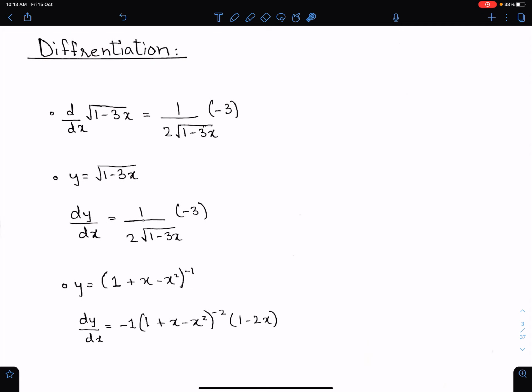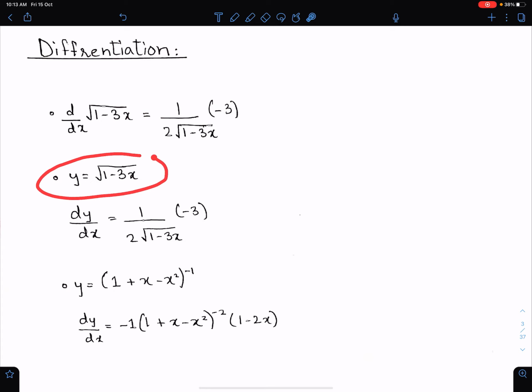Differentiation. To differentiate under root, we write 1 upon 2 same root, and then we multiply this whole fraction with the differential of this function. This is the easiest way to differentiate under root.